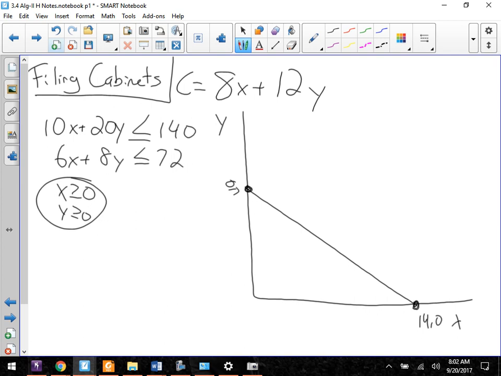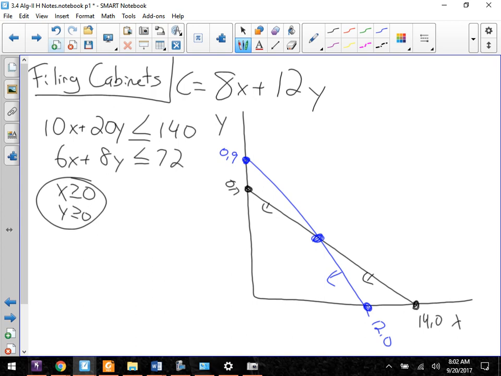Is that moving inward or outward? Inward. The next one I have intercepts at 12 and at 9. And this one's also moving inward, which means I have to find that intercept right there.